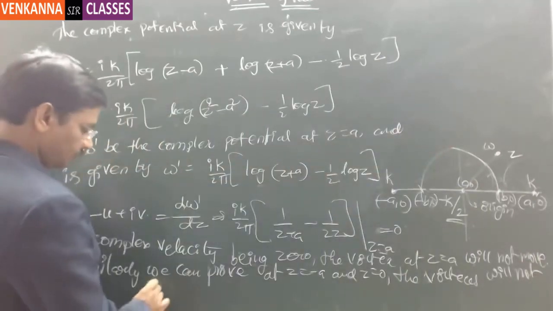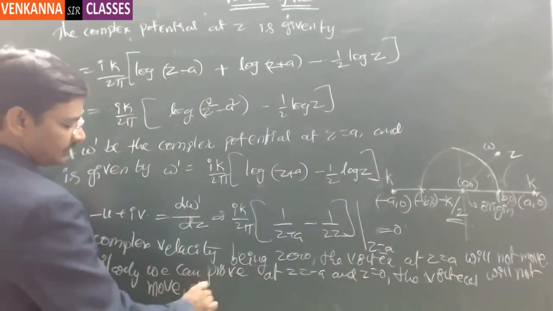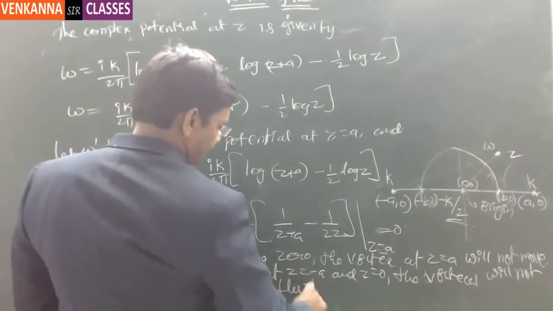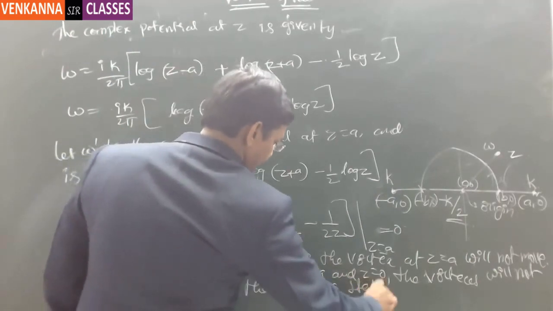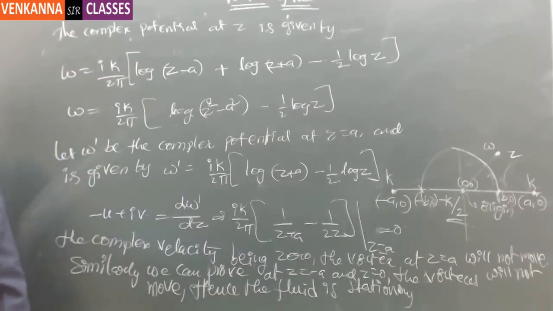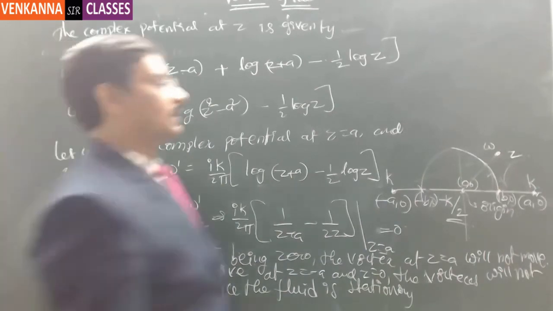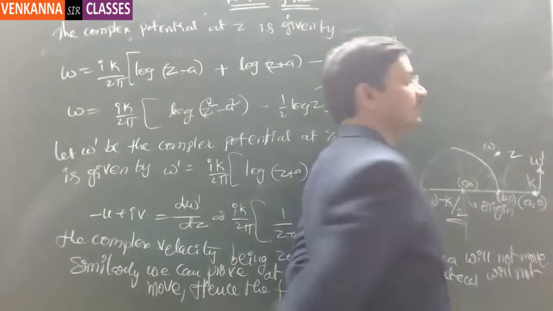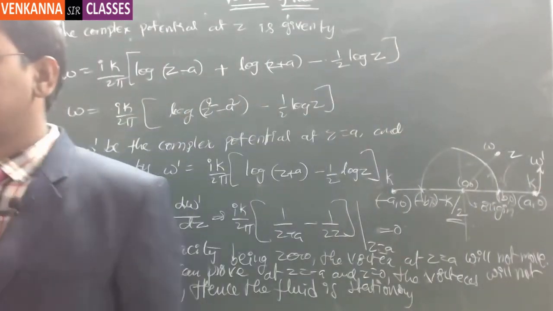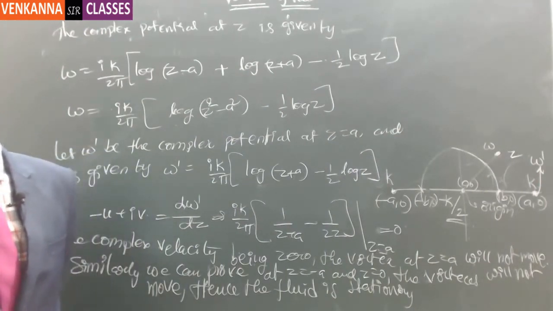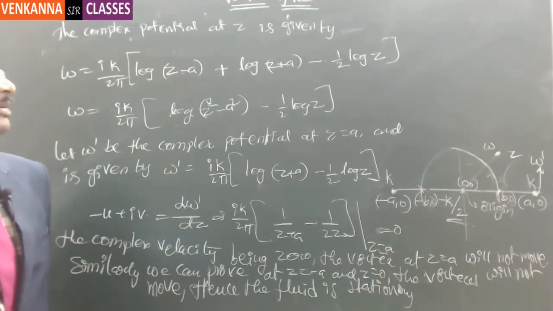Will not move. Hence the fluid is stationary. This is one part of the problem statement. Got it? W dash is nothing but the complex potential at this particular point. So this is the location of W dash. Understood, Samrin? Okay. I hope you understood this part of the problem statement.